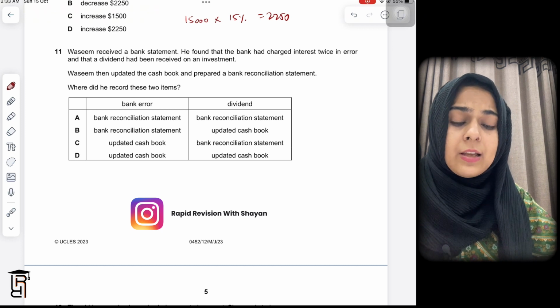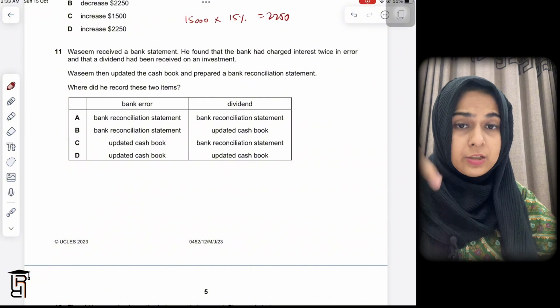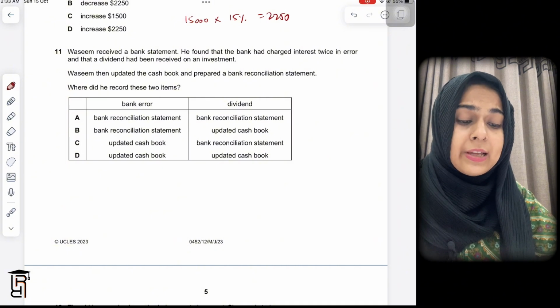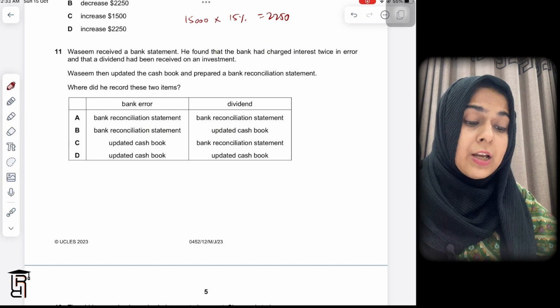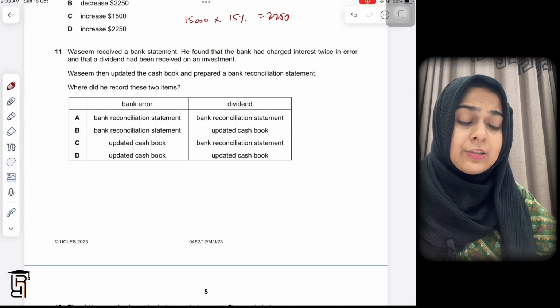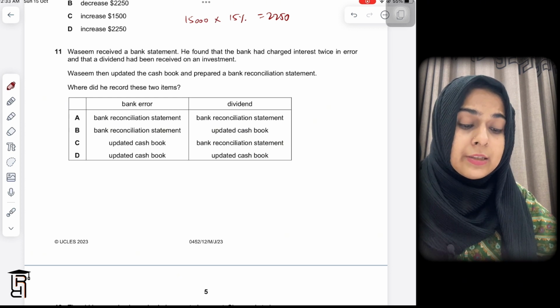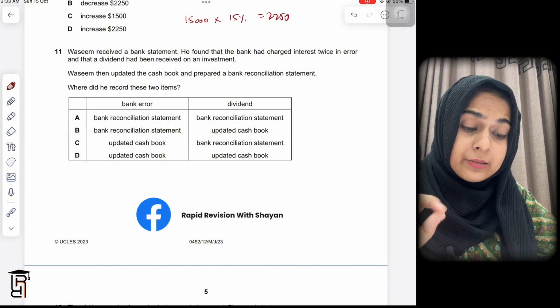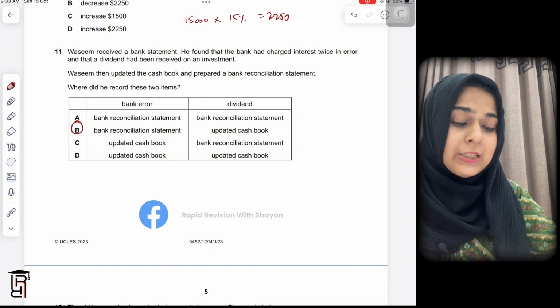Dividend basically comes with a direct transfer from the company who's paying the dividend to the account of Wasim. So you need to update the cash book for it, and the error that the bank has made on the bank statement, that it has charged interest twice in error, for that you need to show the correction in the bank reconciliation statement. So the answer should be B here.